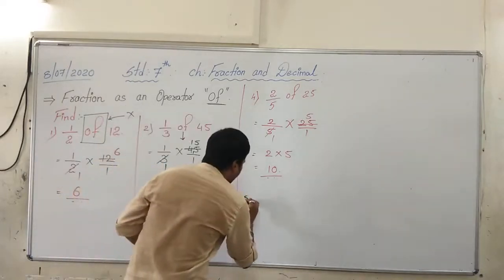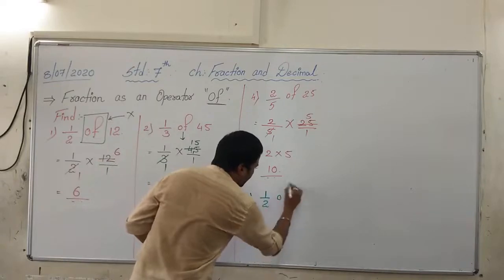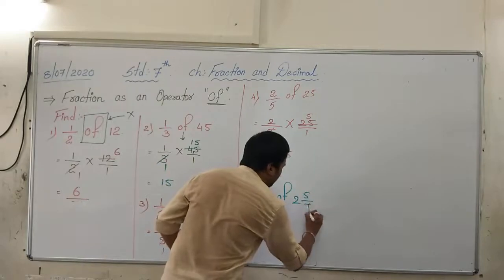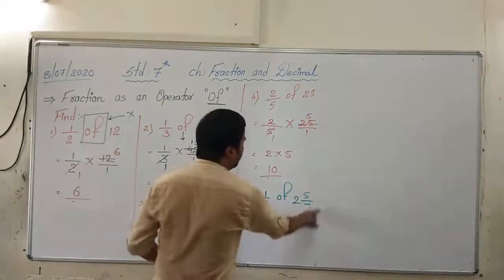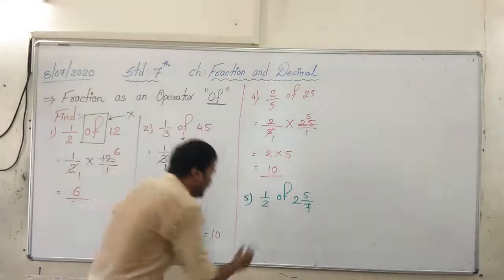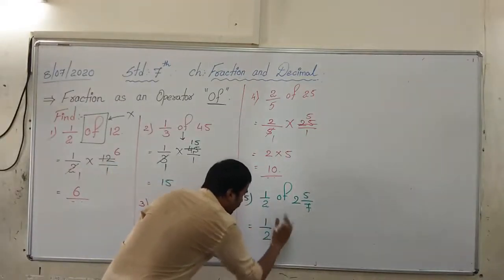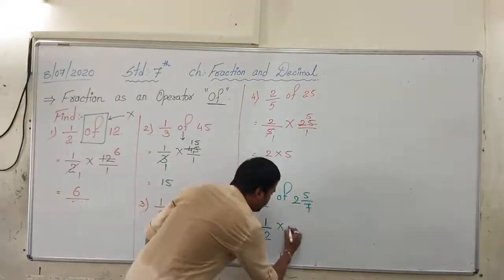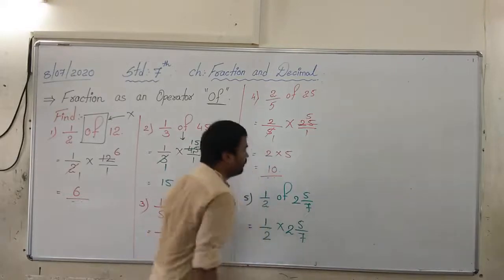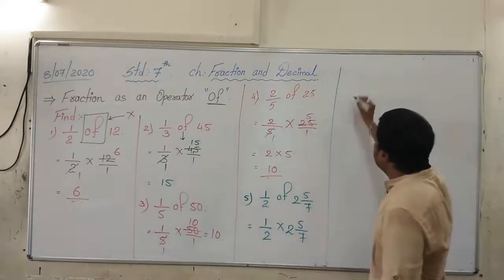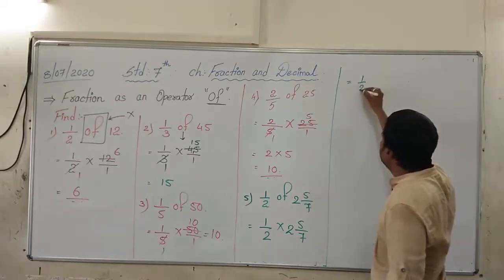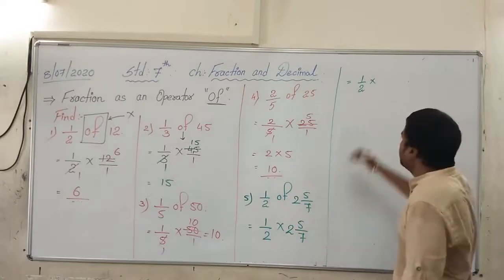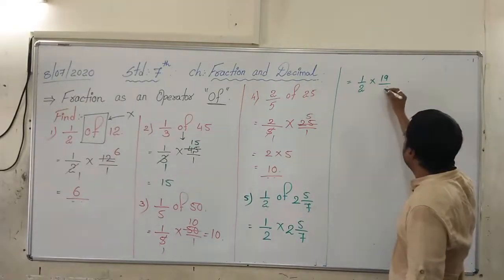Next number, fifth one. Half of 2 integer 5 upon 7. Now here comes a mixed fraction. How to solve that? So that is nothing but half. What does of represent? Multiplication. 2 integer 5 upon 7. Now in next step we will convert. So that is nothing but 1 upon 2 multiply 7 2s are 14, 14 plus 5, that is 19 upon 7.